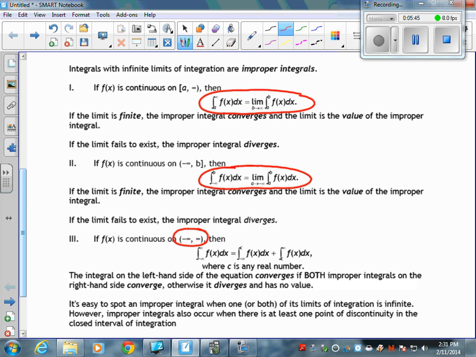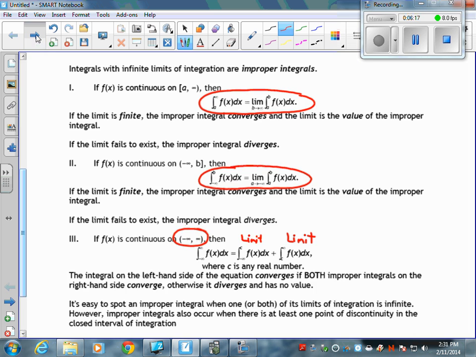Then we have this situation. So both the integrals, we're going to have to do 2 limits. So we'd have to do a limit for this first one, and we'd have to do a limit for this one. Both of the limits must exist in order for this kind of integral to converge. So they both must exist, and then you would add the 2 limits together to get what the actual value is. If either one of them is approaching infinity or negative infinity, then this thing is going to diverge.